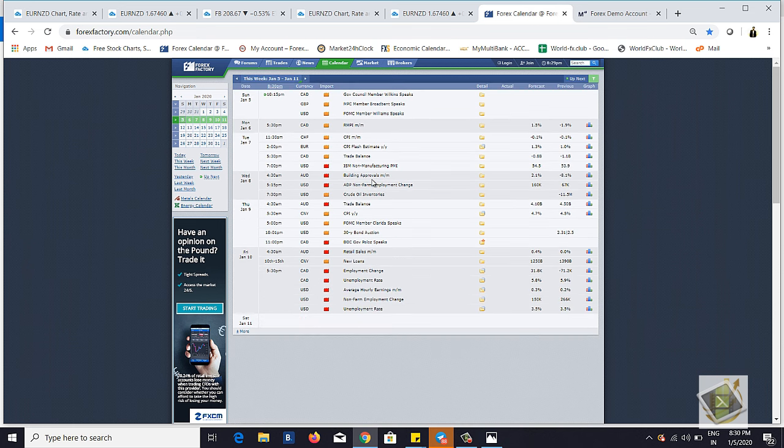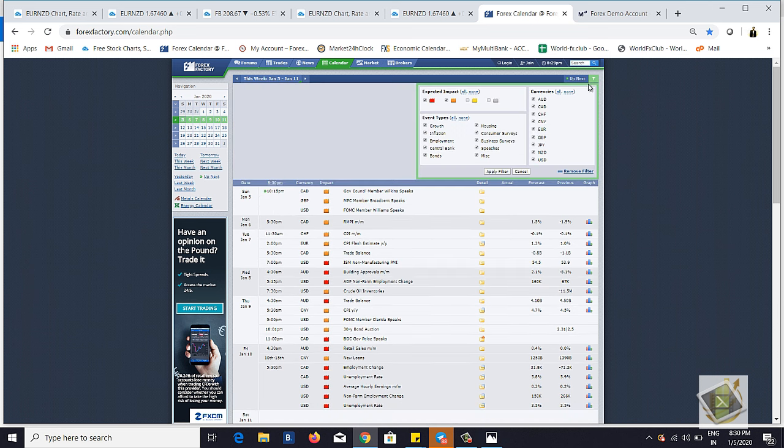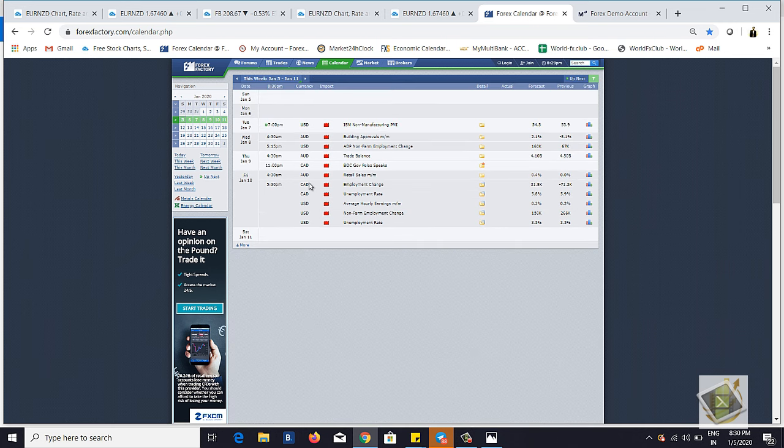If you want to filter only the high impact news and focus on those things, you can click on that red part. Red is the most high impact news. So on Tuesday 7th January we have the ISM non-manufacturing PMI. Now you may not know what it is. What is the ISM non-manufacturing PMI?